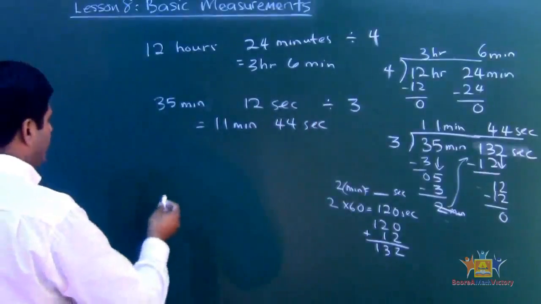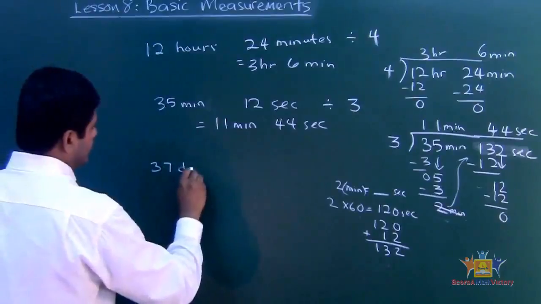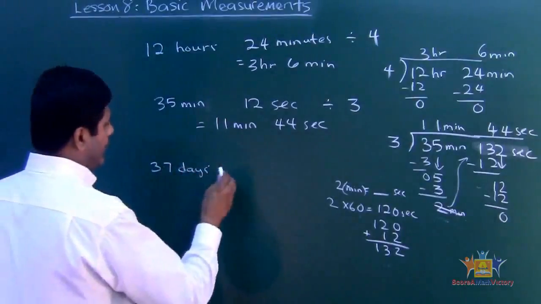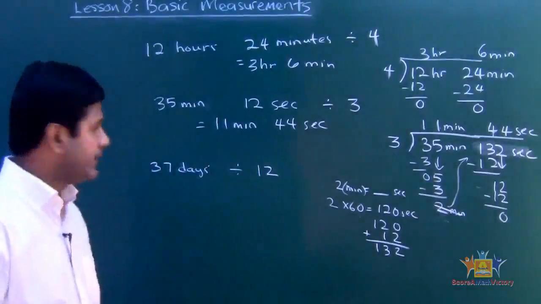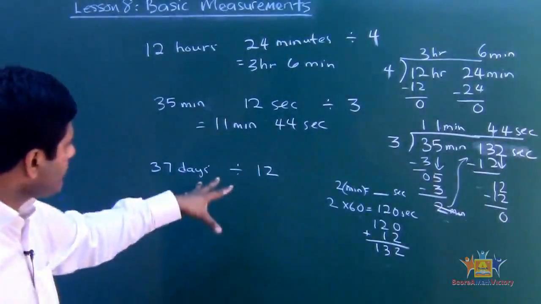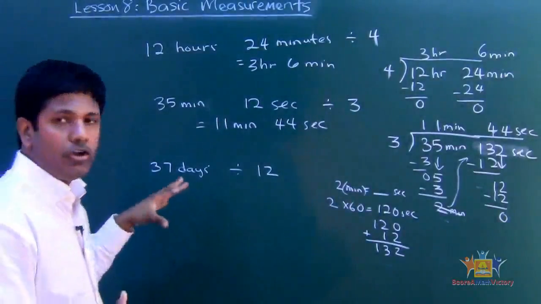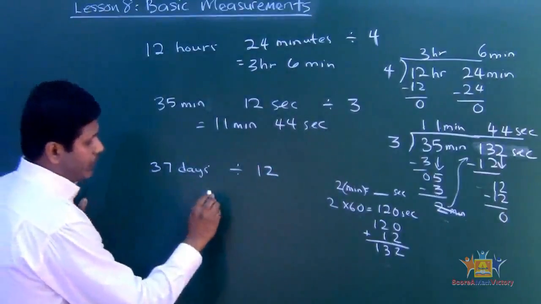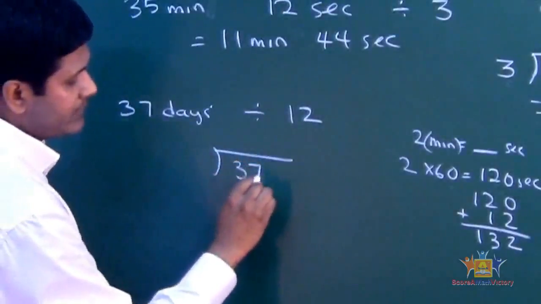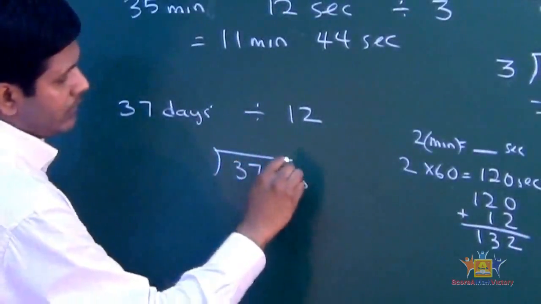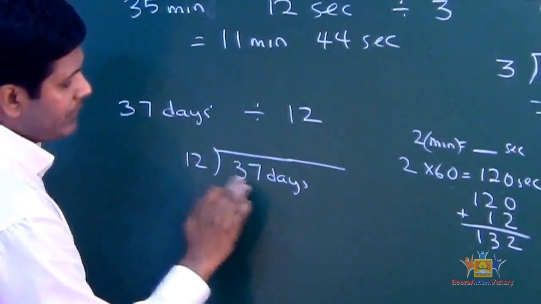Okay, let's do another one. Let's say, for example, I give you 37 days, and then I'm dividing that by, let's say, 12. What do we do? Exactly, you use long division. So we're going to use the cage approach. I'm going to put 37 days right there, and the 12 outside. In 37, how many 12?